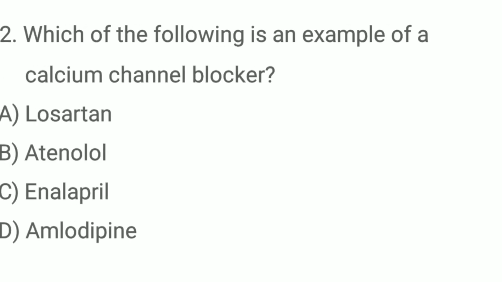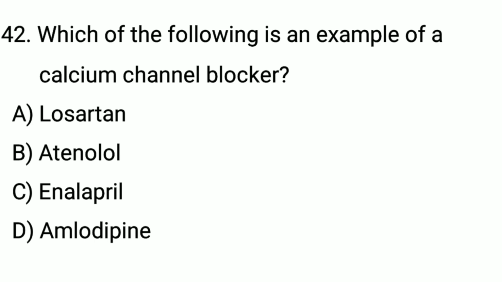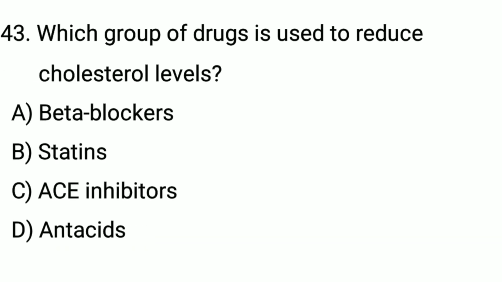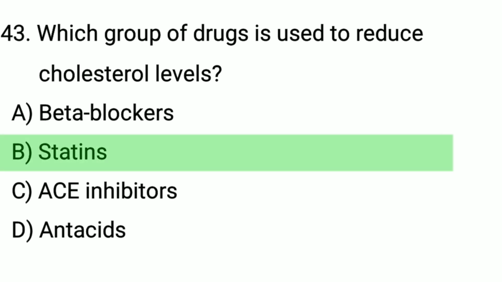Question number 42. Which of the following is an example of a calcium channel blocker? The right option is option D, amlodipine. Question number 43. Which group of drugs is used to reduce cholesterol levels? The right option is option B, statins.